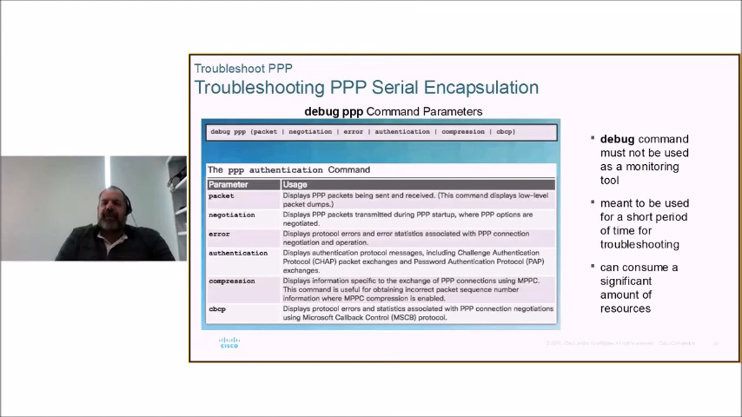Okay, so the debug command must not be used as a monitoring tool. It's meant to be used for a short period of time for troubleshooting. It can consume a significant amount of resources, especially debug PPP packet. That would take a lot of resources. So your debugging can be fraught with danger, but short term, by all means, just don't leave it on. Undebug all afterwards.